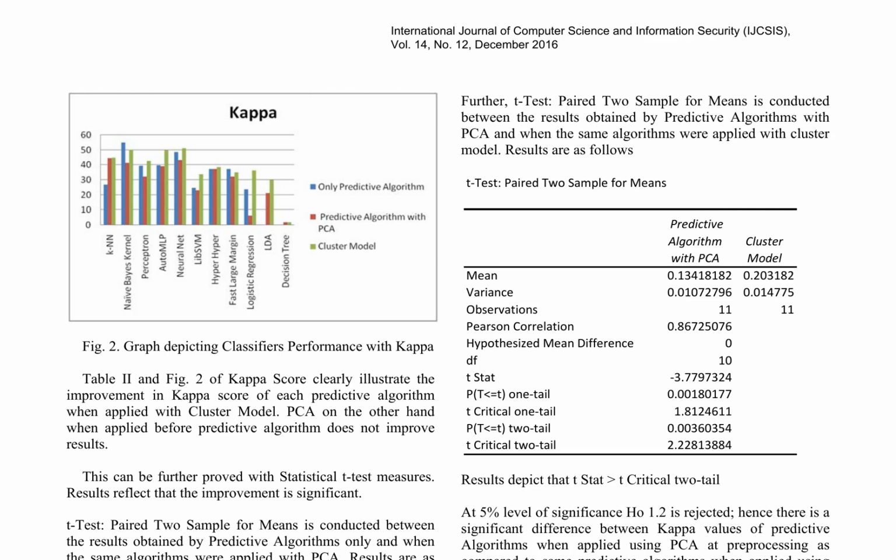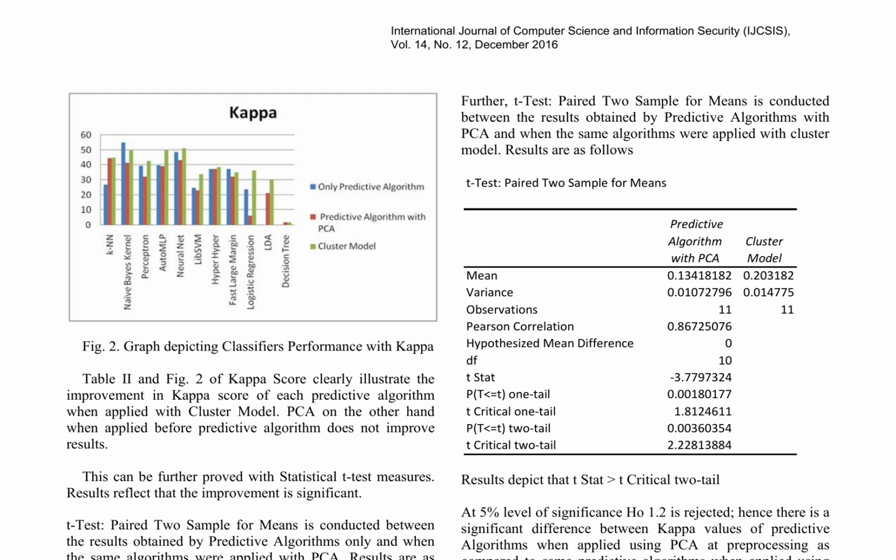Classifiers equipped with the kappa score demonstrate improved performance when integrated with predictive algorithms and the cluster model. In contrast, the application of principal component analysis, PCA, fails to yield enhancements. Statistical t-tests confirm the significance of these improvements, substantiating the efficacy of the cluster model. Notably, applying predictive algorithms directly, without PCA preprocessing, achieves comparable results to those obtained with PCA preprocessing. However, the integration of predictive algorithms with the cluster model yields a significant boost in kappa scores, underscoring the superiority of the cluster model in enhancing predictive performance for students' employability.